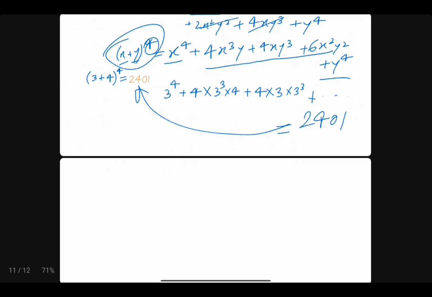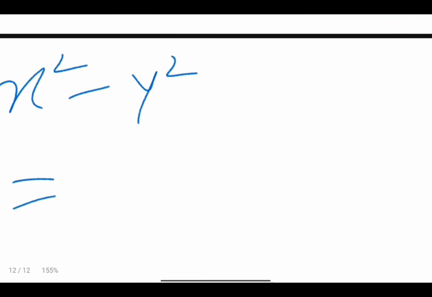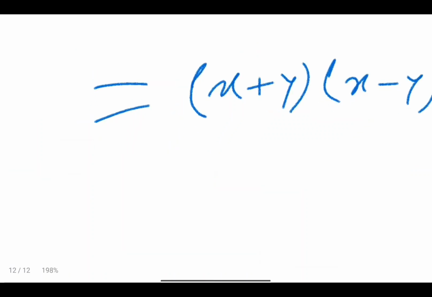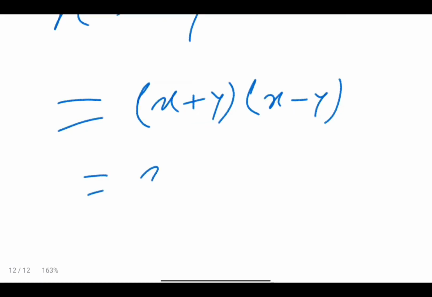Now we will move on to the next topic, which is factorizing. So let's factorize something we know. x squared minus y squared. It's a memorized factorization that when you have something like this, the factorized form is a plus b, a minus b. That's the formula, we call it like this. Let's simplify it and see how this factorization came.